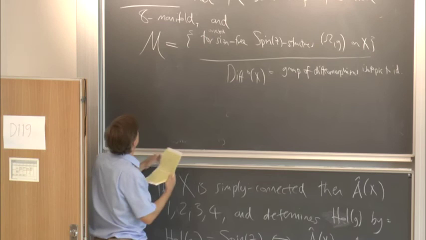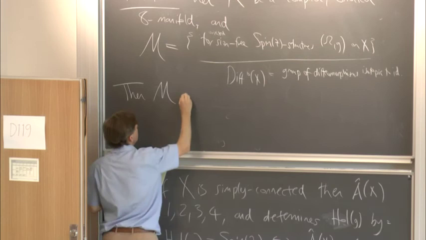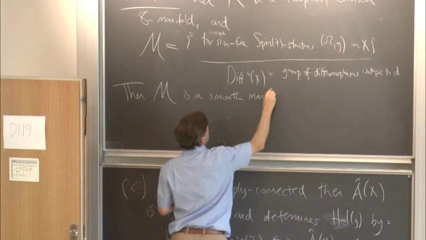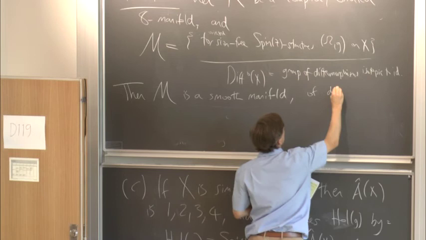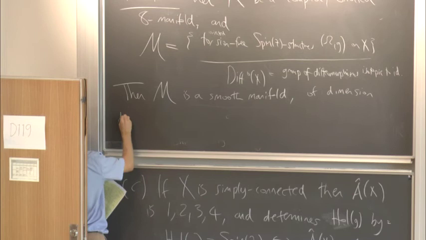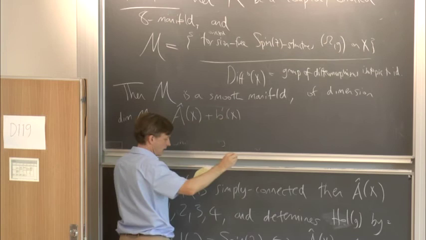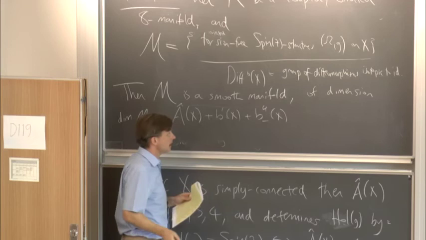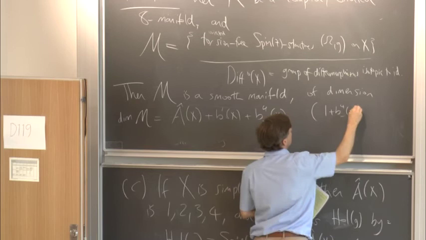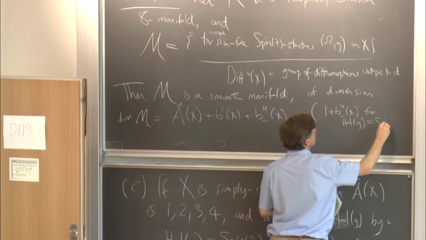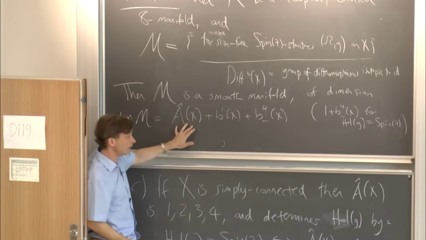So the conclusion is that then M is a smooth manifold of dimension dim M. Well, in the general case, it's A roof of X plus b1 of X plus b4 minus of X. But actually, this is 1 plus b4 minus of X for holonomy G equal to Spin(7), because in the case of holonomy Spin(7), A roof of X is 1 and b1 of X is 0.